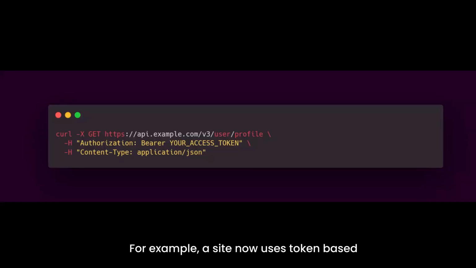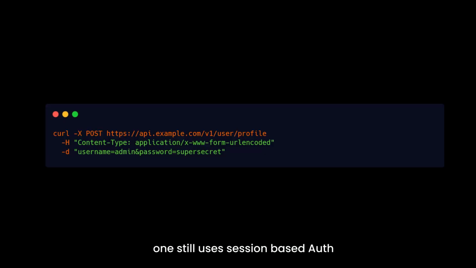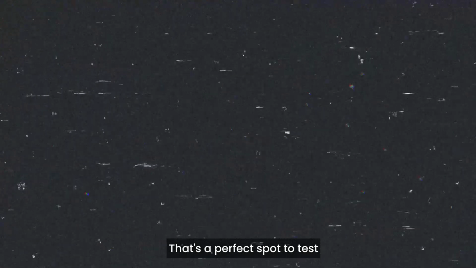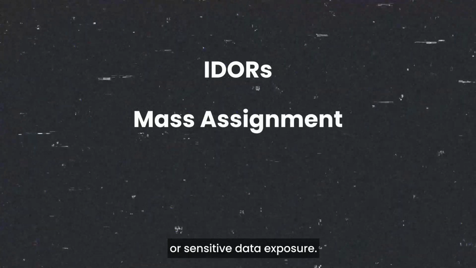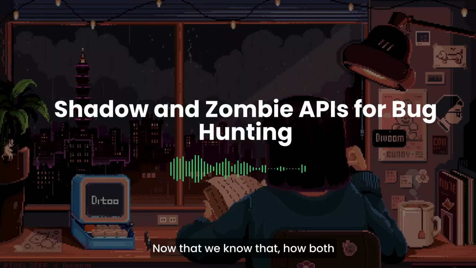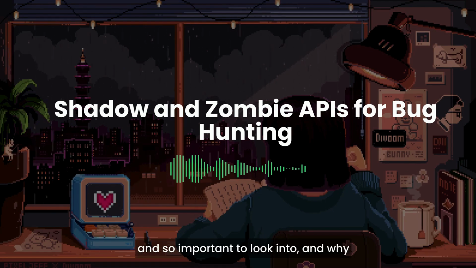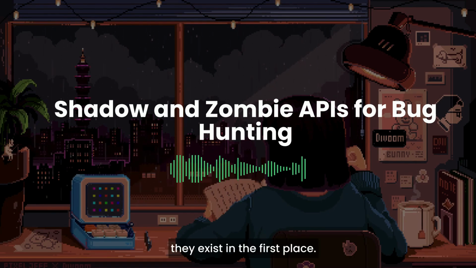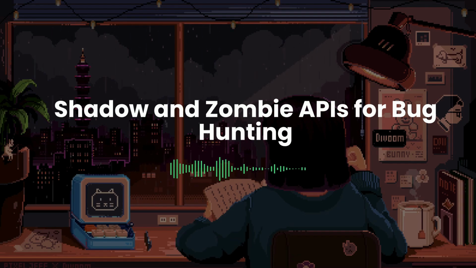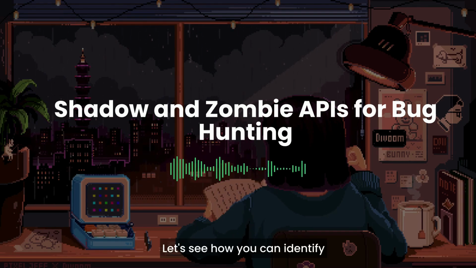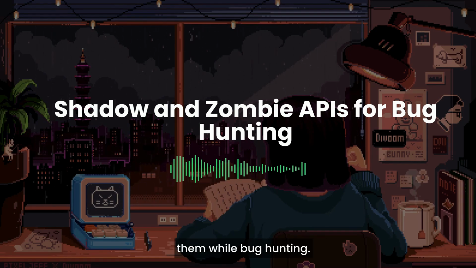For example, a site now uses token-based auth for version 3, but version 1 still uses session-based auth and doesn't check permissions correctly. That's a perfect spot to test for IDORs, mass assignment, or sensitive data exposure. Now that we know how both of these are different, why they're so important to look into, and why they exist in the first place, let's see how you can identify them while bug hunting.